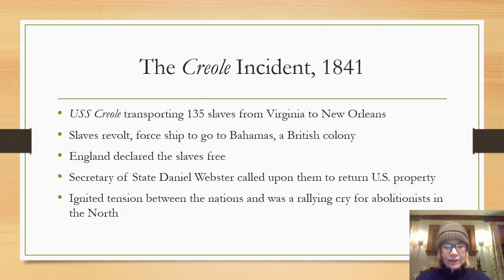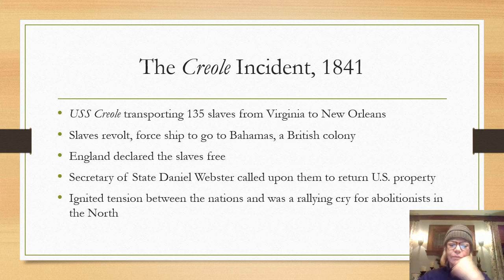Then there's another incident. This is very similar to the Amistad incident, except this was an American ship, the Creole, and it was transporting slaves from one part of the United States to another. So it's going from Virginia around Florida to New Orleans, right? The slaves revolt, but they force the ship to go to the Bahamas, which is a British colony. England says they're free because we don't have slavery here anymore, right? Americans are mad. Well, Americans in the South are mad, right?